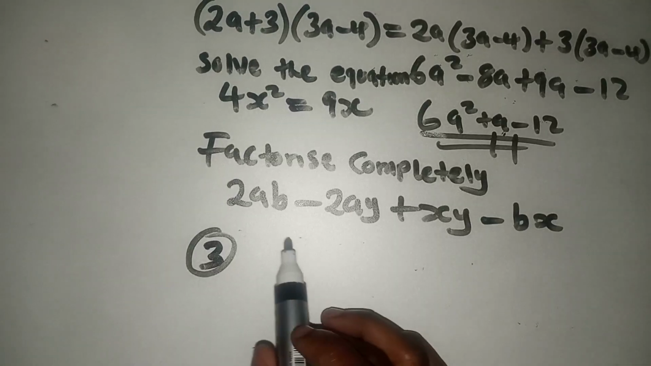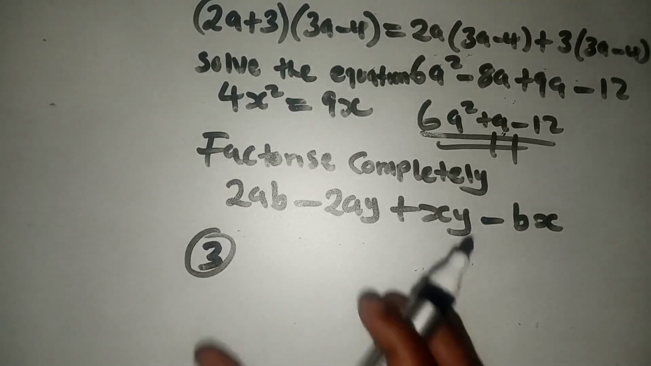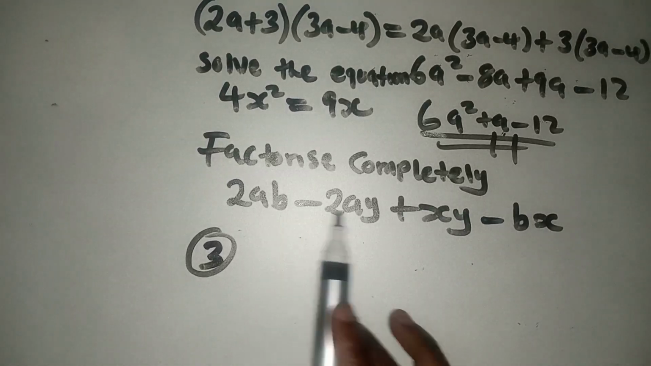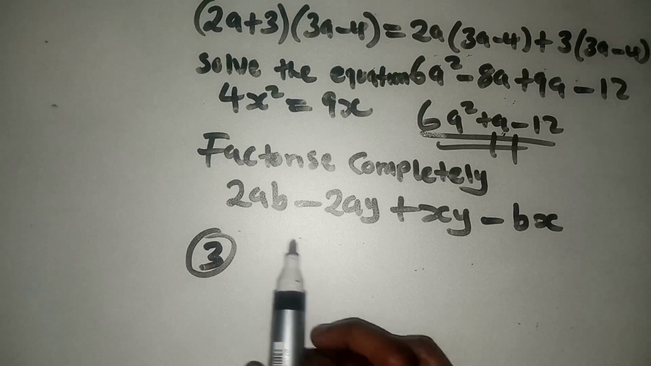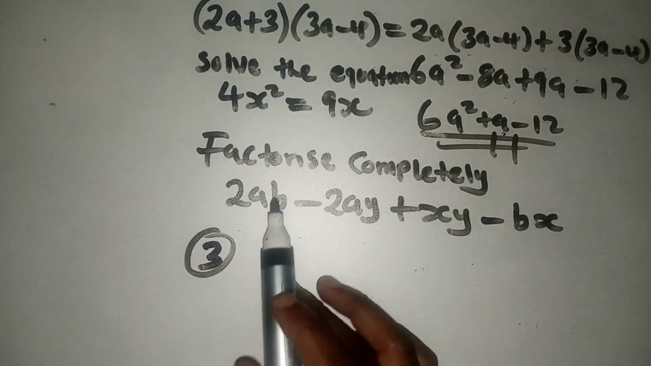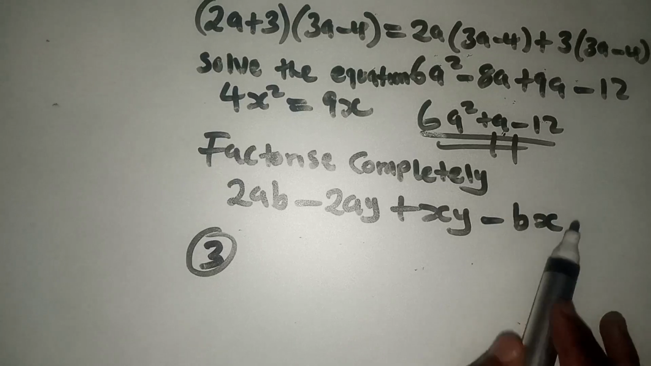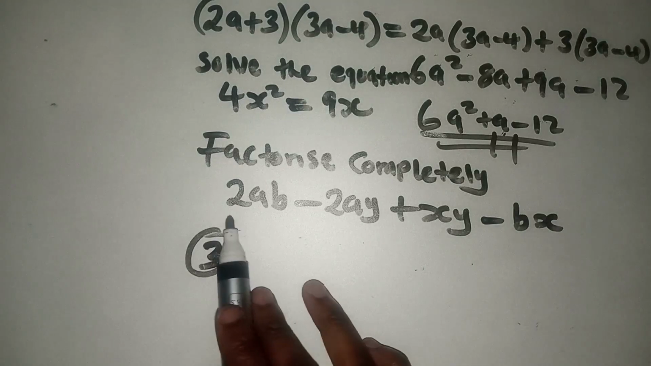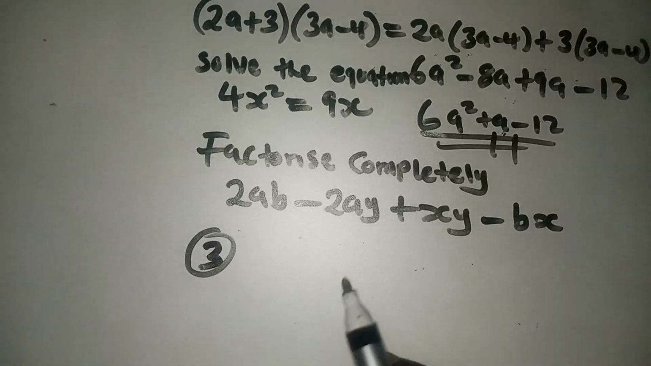Now when you are given such kind of a question, what you do, if you have been asked to factorize, since we've got how many terms here? 1, 2, 3, 4. An easier way to solve this, you group them in pairs. You first start with the first 2, then you end with your last 2. So you look at the question critically: 2ab minus 2ay plus xy minus bx.